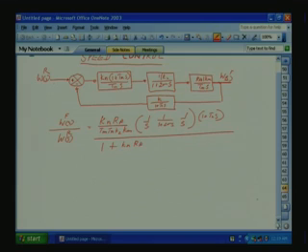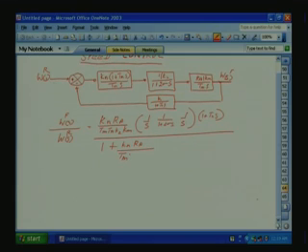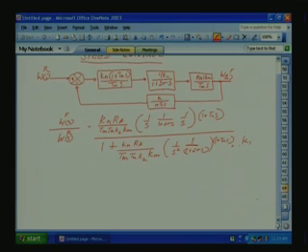Kn Ra by Tn K2 Km into 1 by S square into 1 plus 2 sigma S into 1 plus Tns into our feedback filter, that is K1 by 1 plus T1s.